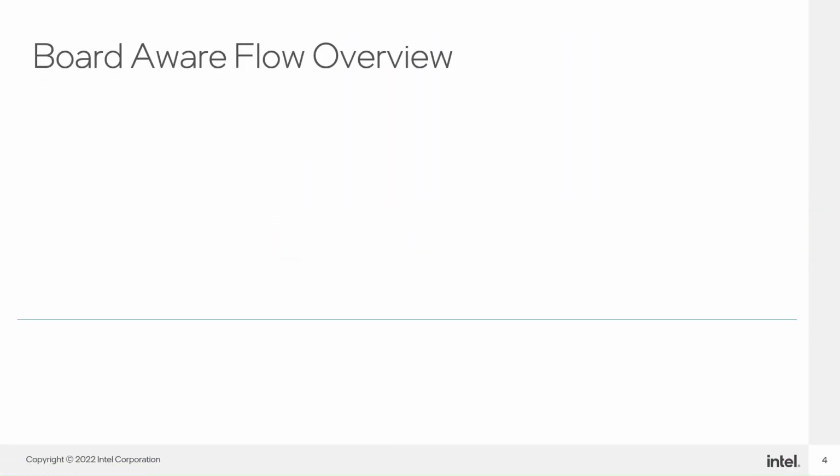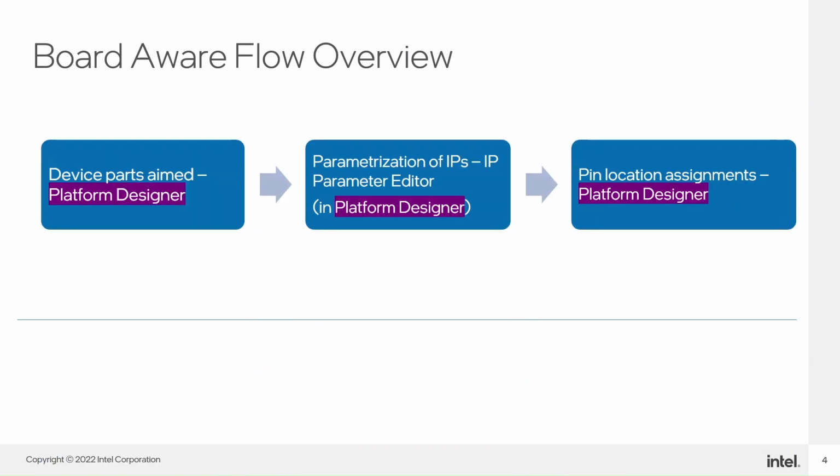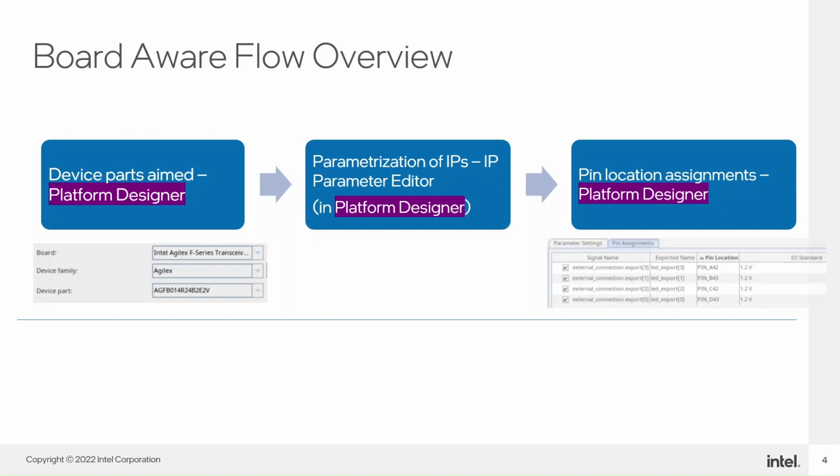The Board Aware feature provides the solution for the current flow by enabling you to configure all functions in one place, which is the Platform Designer. With this flow, board details including device parts can be set in the Platform Designer. Additionally, IP parameterizations that now include pin constraints can also be defined and implemented in the Platform Designer as a preset targeting a board. This preset feature is a different take compared to the existing one.